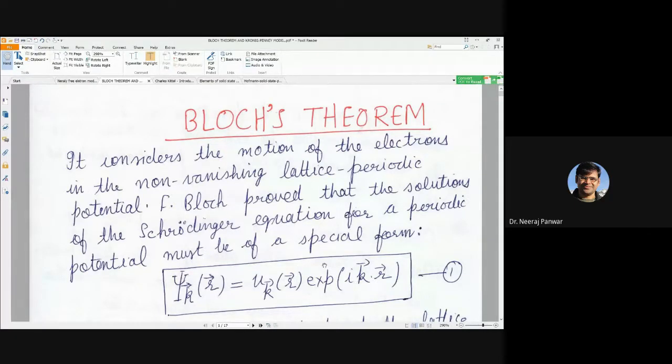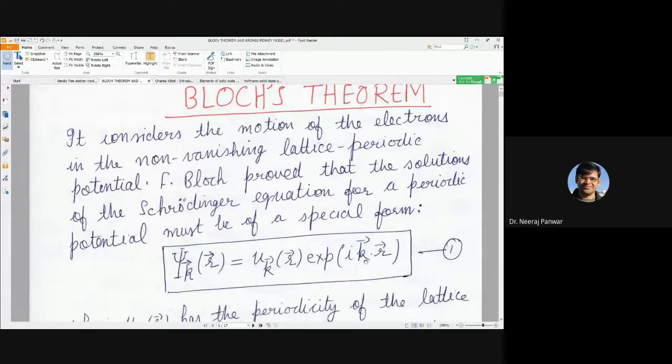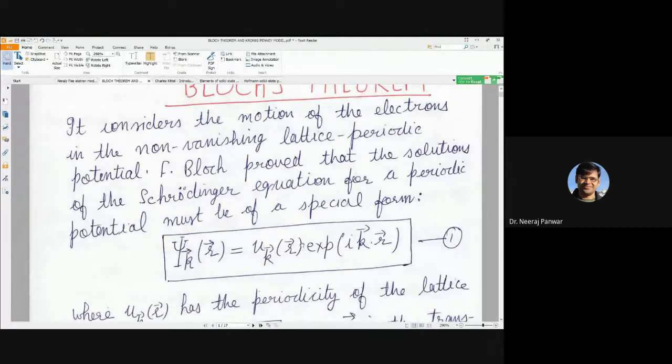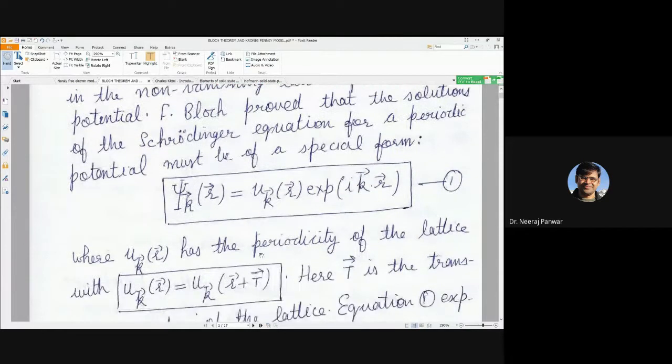So e^(ik·r) represents a plane wave that spans the whole space, and it is multiplied by a function which has the periodicity of the lattice, in such a way that if we are at position r, with the value of u_k at position r, and we translate by a lattice translation vector T, then we will get the same function. So this is the meaning of periodicity.